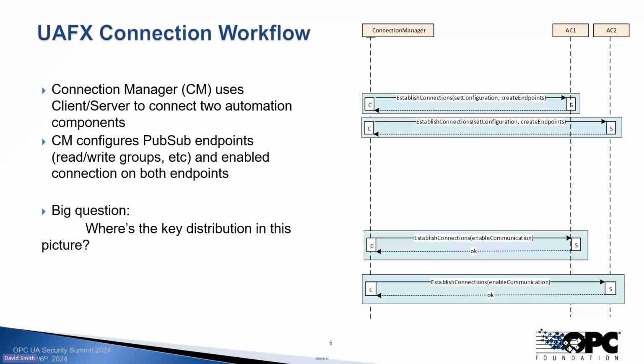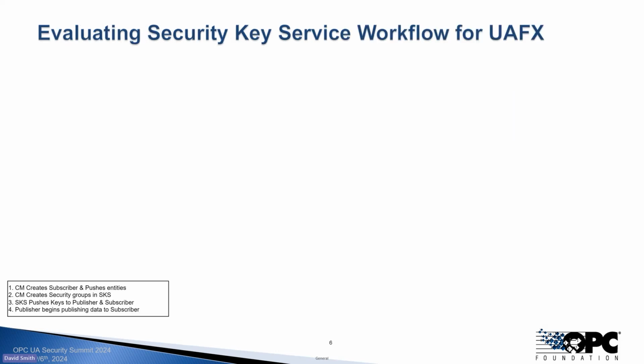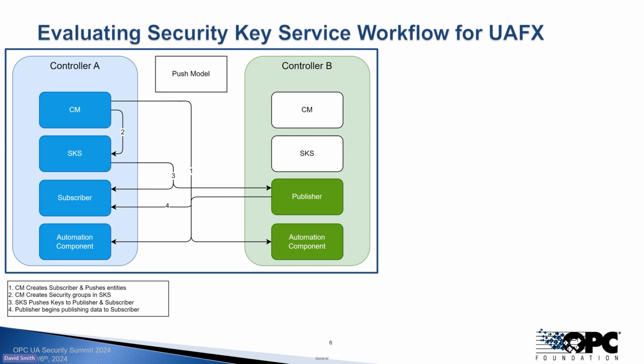But before we picked which way or how we wanted to do the key distribution, we had to evaluate different scenarios and workflows for UAFX. So these are, I would say, not so much different network topologies, but different choices in the data flow between end components. So one of the first evaluations we looked at was this push model, where, as I mentioned before, each controller has its own connection manager, and that connection manager is used to establish connections between the automation components and then start to push data.